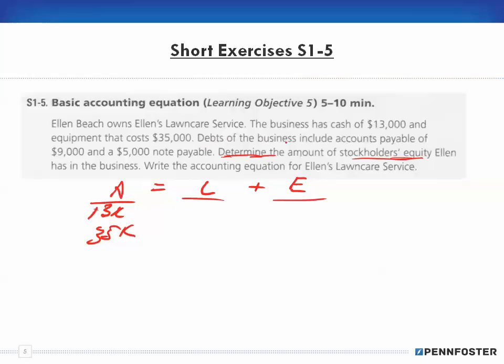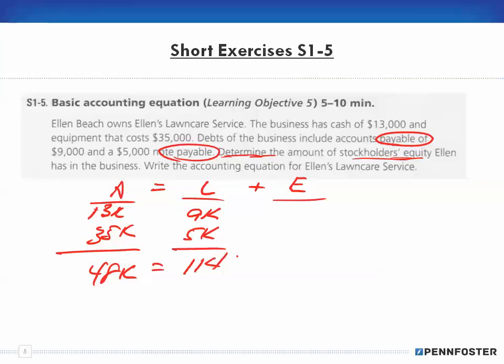Then it says debts include accounts payable of 9,000. Remember, accounts payable is a liability, and notes payable is 5,000. And remember, generally, if you see the word payable, that means it's a liability. It's something you owe. It's something you still have to pay out.